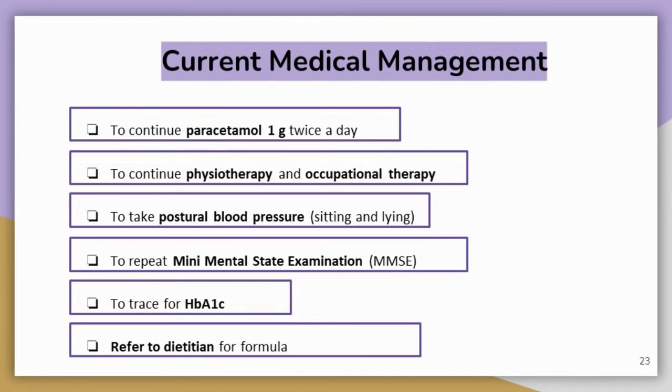Next is current medical management. First, the doctor ordered to continue the paracetamol 1 gram twice a day, and the doctor also ordered to continue the physiotherapy and the occupational therapy. After that, the doctor also ordered to take the postural blood pressure, which is in sitting and lying positions. He also ordered to repeat the Mini-Mental State Examination on the patient daily. And then the doctor also ordered to test for the HbA1c, and he also referred the patient to the dietitian for the formula.